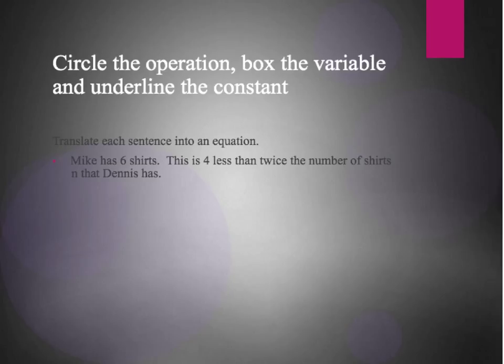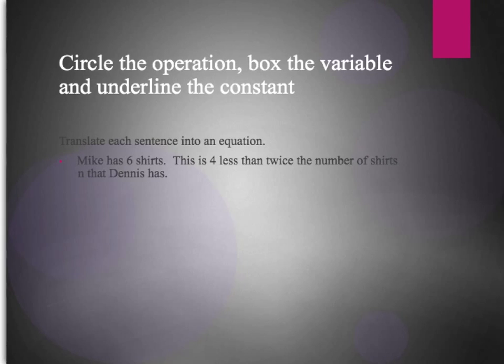All right, the first one says: Mike has 6 shirts. This is 4 less than twice the number of shirts that Dennis has. As I'm reading through this, I need to remember those key words that mean addition, subtraction, multiplication, and division. So I'm going to reread it, and it says Mike has 6 shirts. So I'm going to underline the constant. He's got 6 shirts, and "has" is an operation.